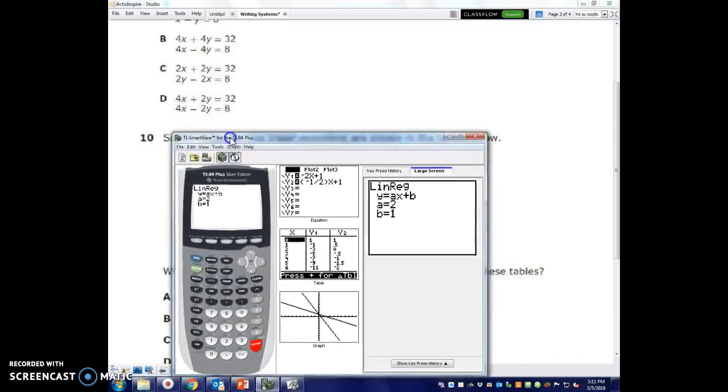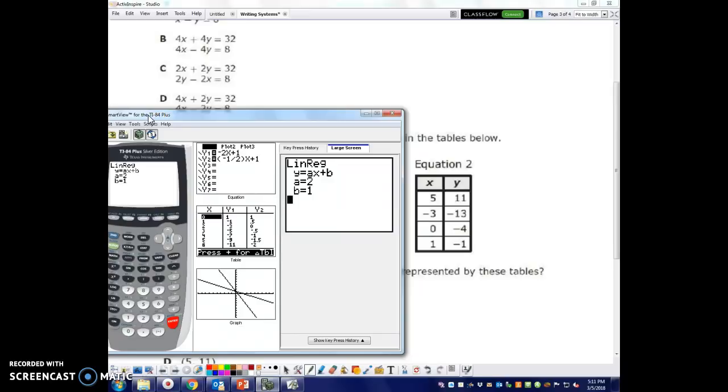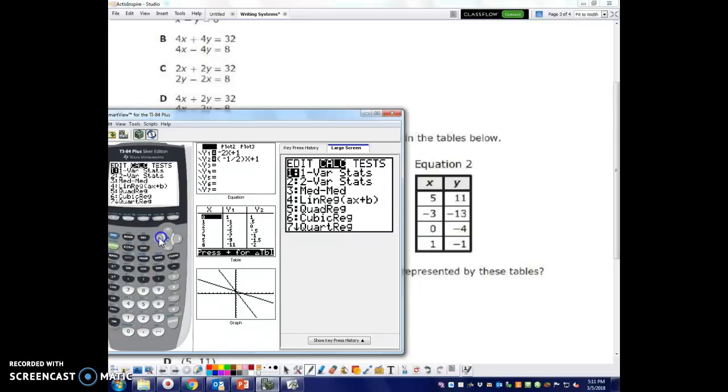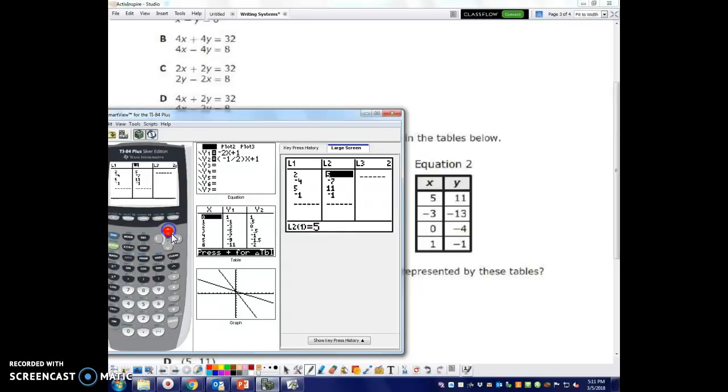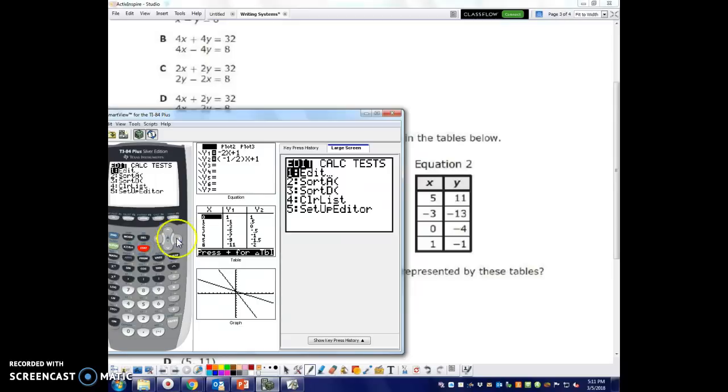Let's do the next one. So edit. Let's clear these. Here we go. So we have 5, negative 3, 0, 1. And over here we have 11, negative 13, negative 4, negative 1. Stat, over to calc, 4. Y equals 3x minus 4.